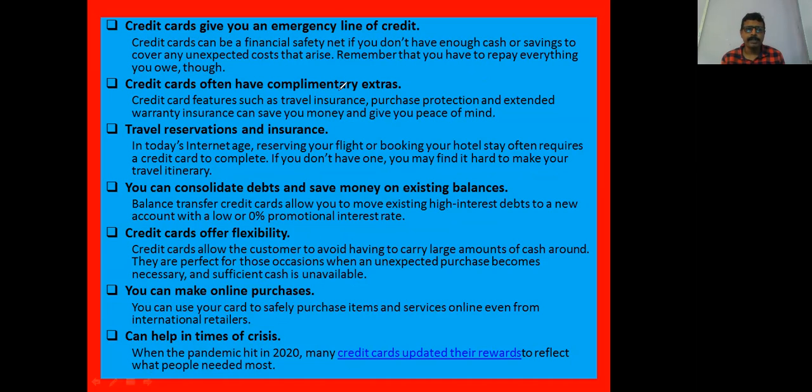Credit cards have complementary extras. Complementary extras in the sense, sometimes they give insurance benefit, sometimes purchase protection benefit, sometimes warranty insurance benefit, sometimes they may give cashbacks, sometimes you will be protected from theft. Next, you will get concessions while purchasing reservation tickets. You will also get a certain amount of money while taking insurance. Next, you can also consolidate debts.